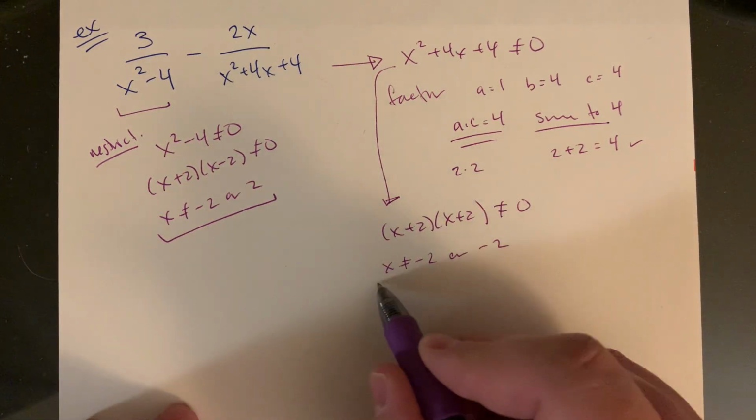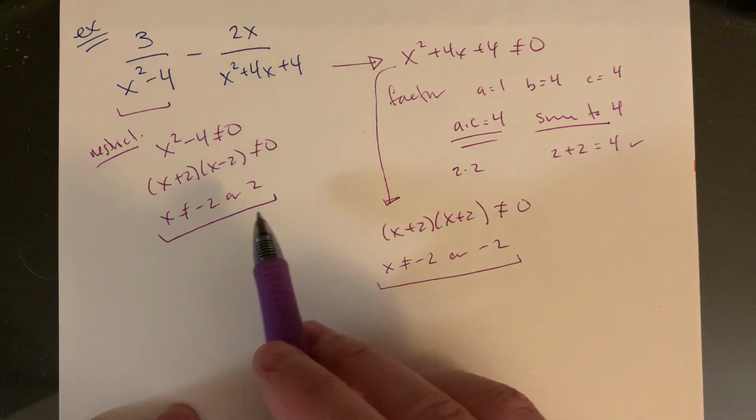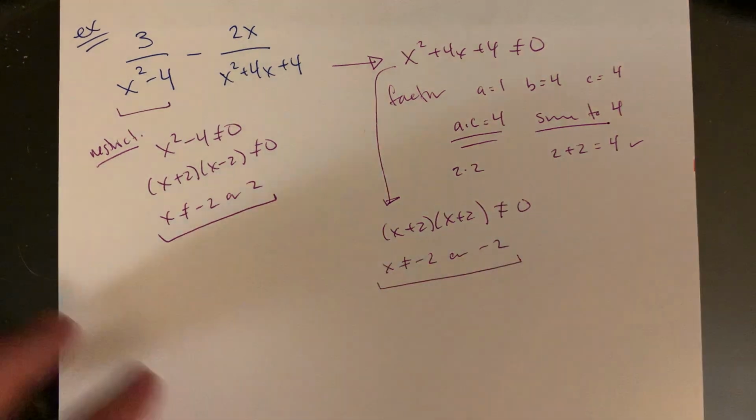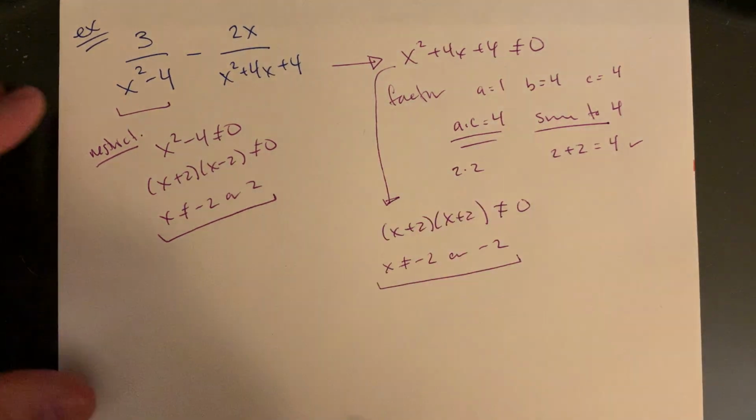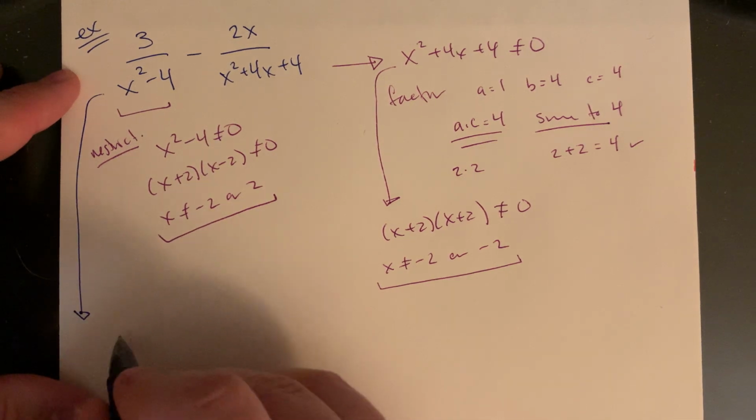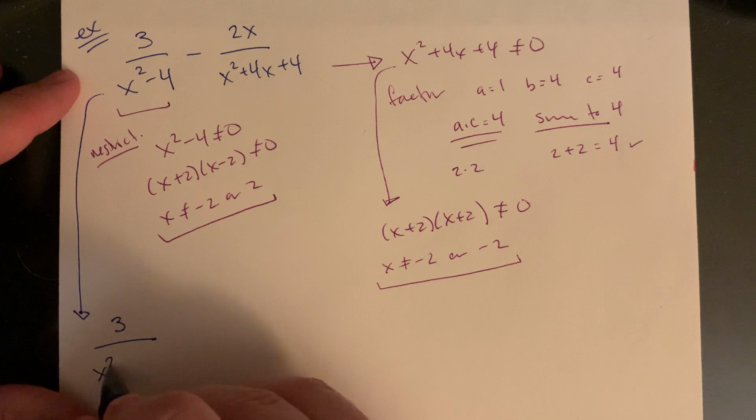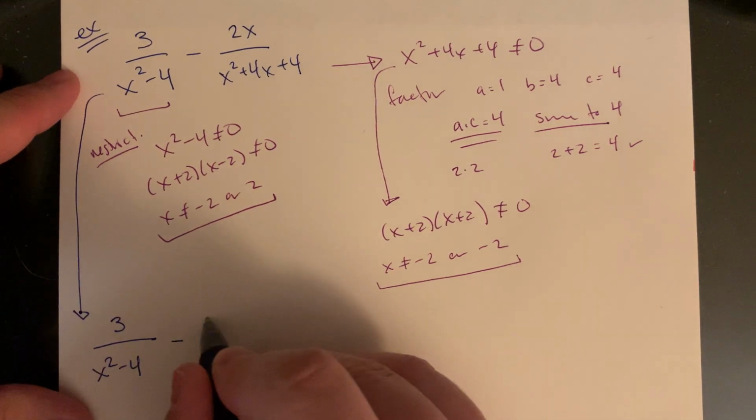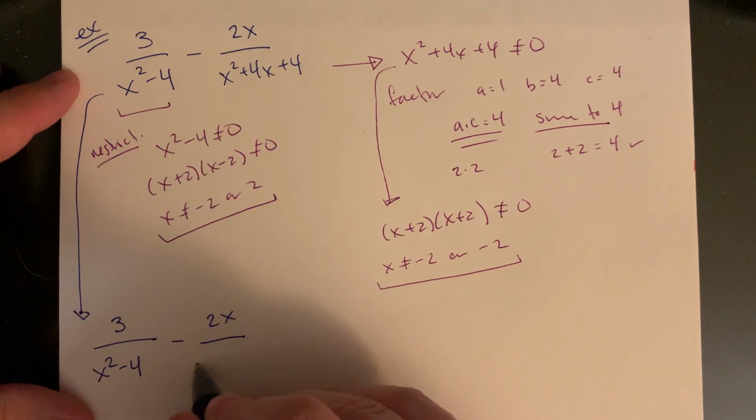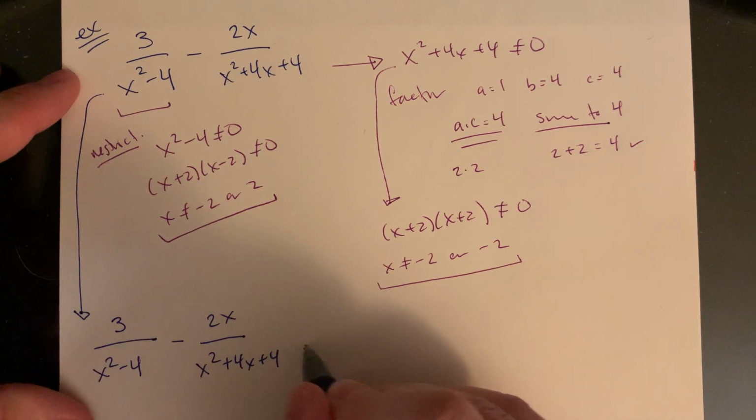Okay, so here are my restrictions. X is just like really not allowed to be -2. Everybody agrees. And also it's not allowed to be +2. So those are all my restrictions. Let's take this original then, carry it down. So this is 3, all right, x squared minus 4 minus 2x, x squared plus 4x plus 4.